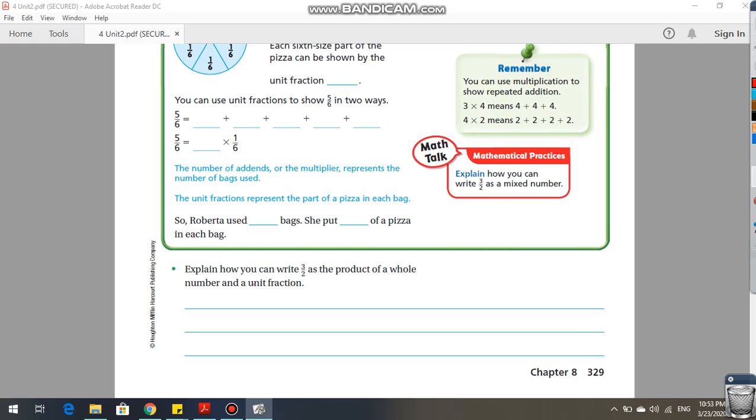Now guys, he wants me to explain how you can write 3/2 as the product of a whole number and a unit fraction. Product means I will multiply. Okay, first guys, 3/2 is like 1/2 plus 1/2 plus 1/2. So I added how many times? 1, 2, 3. So instead of adding it, I'm just gonna multiply 3 times 1/2.